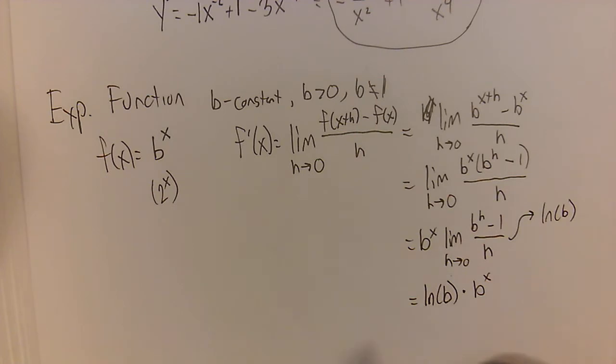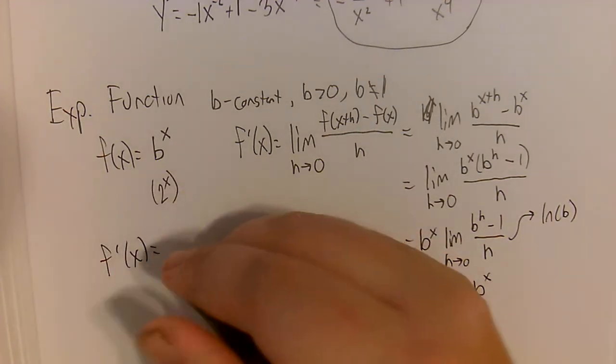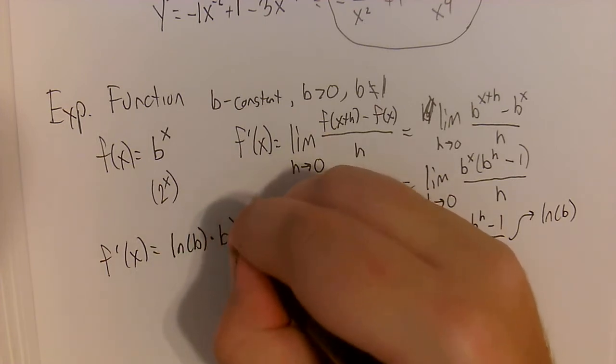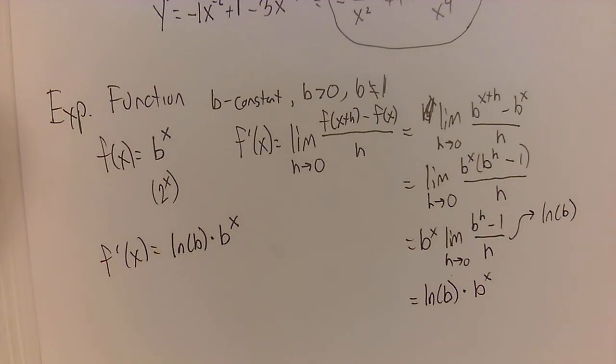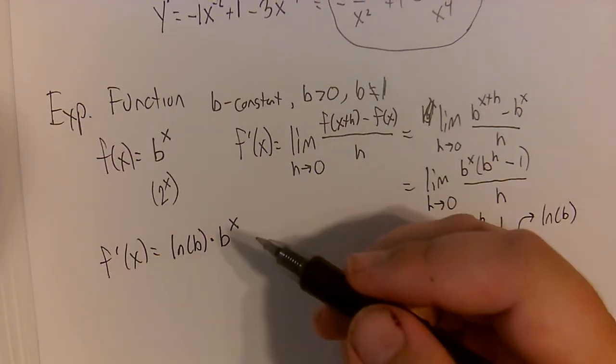So in summary, what is this saying? If f of x is b to the x, then that means that f prime of x is natural log of whatever b is times b to the x. So it's actually a very similar derivative. The derivative is very similar to the original function. You're just tacking on something extra here.